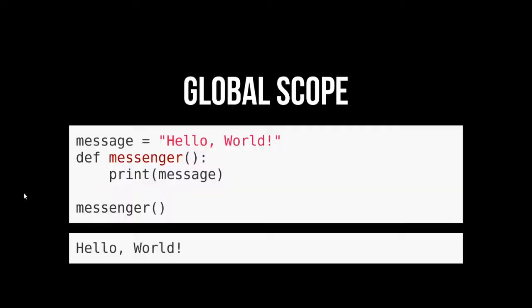So let's talk about scope. We have global scope. As you can see here, we have defined a string called message, and then we've made a function called messenger, and we hit print message, and then we call that function. And that totally works. That is because this message here is a global variable, so it's exposed to everything. Everything can see it.